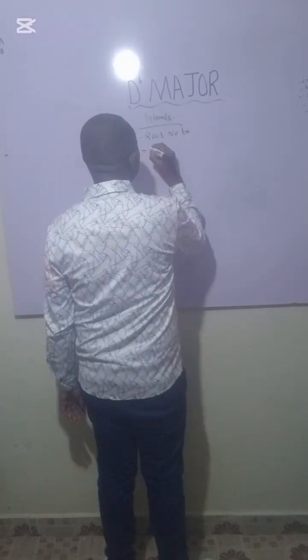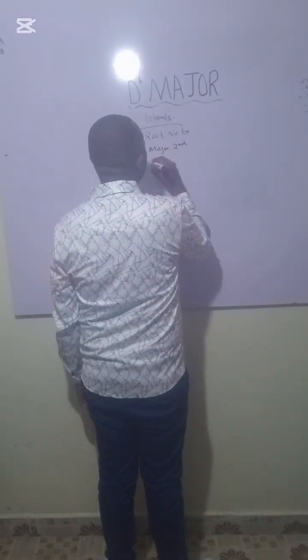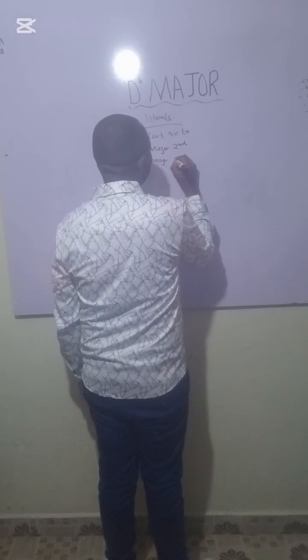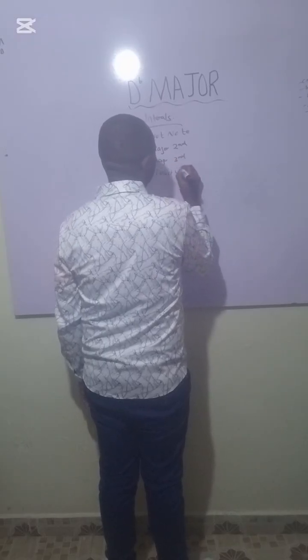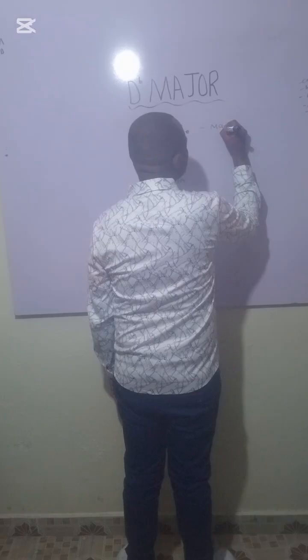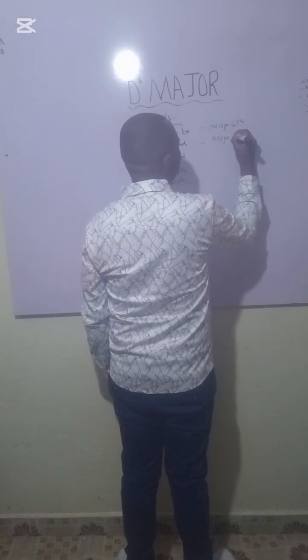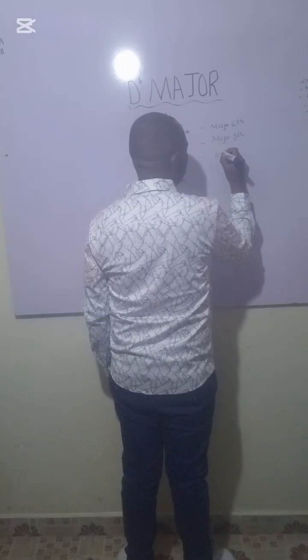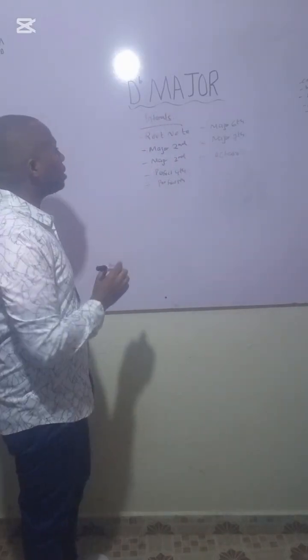So we have a root note, then we have a major second, then we have a major third, then we have a perfect fourth, then we have a perfect fifth, then we have a major sixth, then we have a major seventh, then back to the octave. So guys, these are the intervals in a major scale.